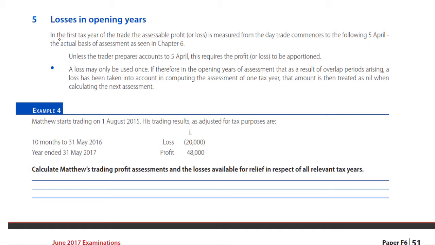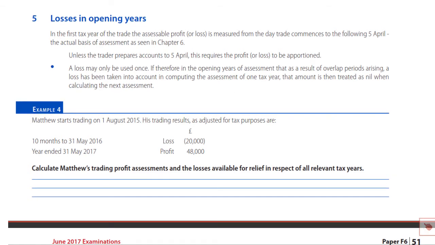So what are we told here? In the first tax year of trade, the assessable profit or loss is, as we've just said, measured from the day we commence trading to the following 5th of April. It is the actual basis of assessment. Now, unless the trader prepares accounts to 5th of April, it will require the profit or loss to be apportioned. That opening period, remember, though if you're lucky will be 12 months, is more likely in real life to be either short or a long period, less than or more than 12 months. So always watch out on the length of that opening period.